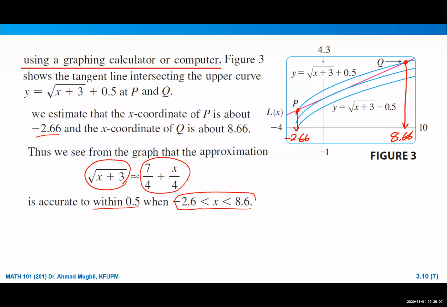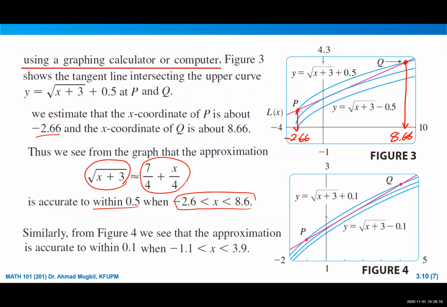You can do the same for the next part. In the next part, they ask about within 0.1. It is the same idea. If x is between negative 1.1 and 3.1, you can see that the interval is closer to 1. Because here we want the accuracy to be within 0.1, not within 0.5 as in the previous example, the interval will be very close to 1.